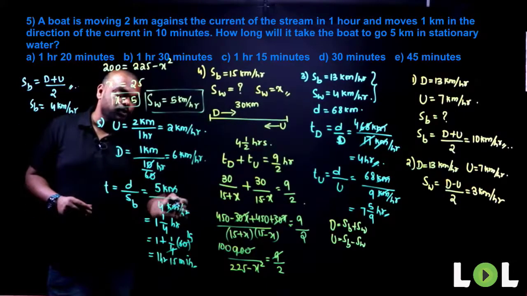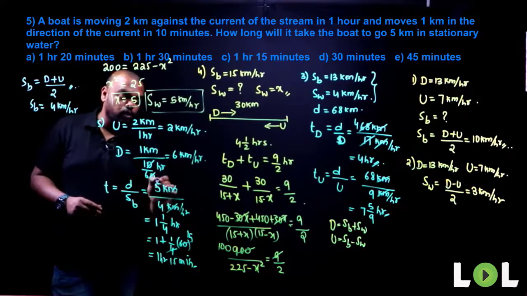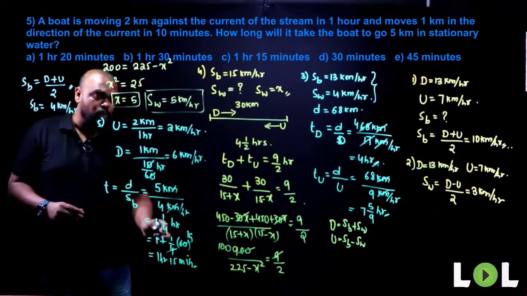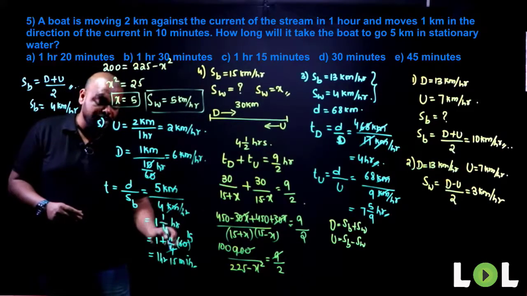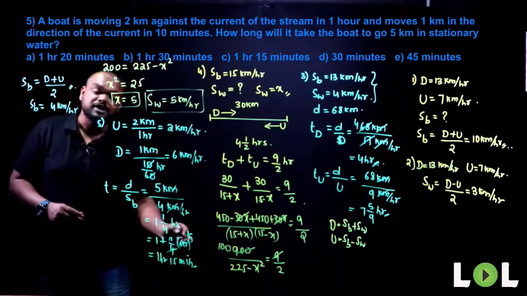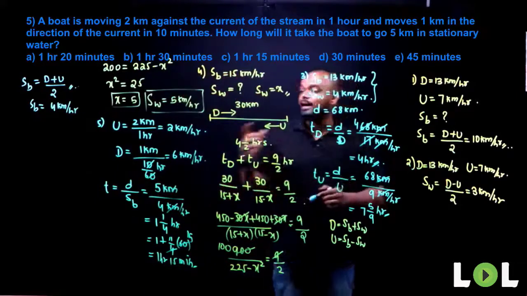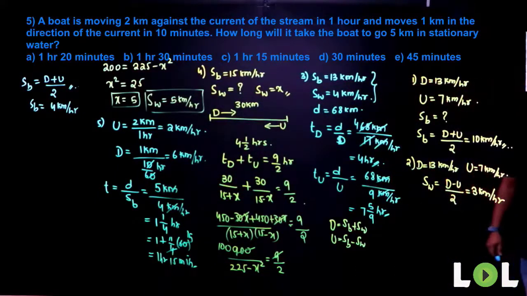So SB value 4 kilometer per hour. 5 divided by 4: 4 into 1, 4. 1 remainder, 1 by 4. 1 by 4 hours. Now what do we do? This can be written as 1 hour plus 1 by 4 hours. 1 by 4 hours converting into minutes. Only this part. 1 by 4 into 60 minutes. You'll get 15 minutes. So 1 hour 15 minutes must be my final answer. Am I clear with the question? Everybody. Am I clear with the question here?